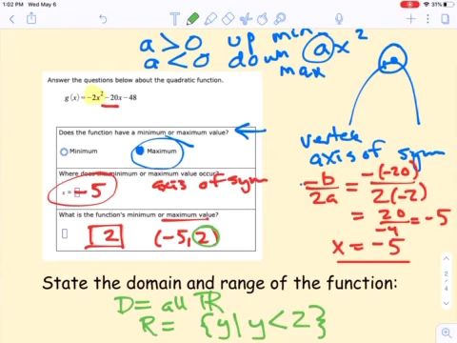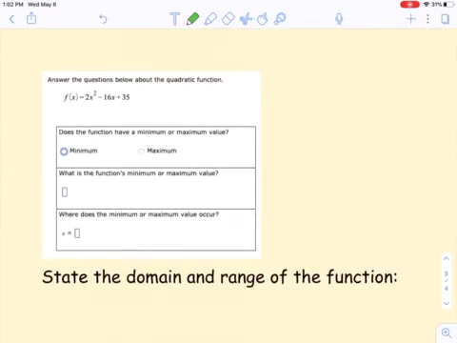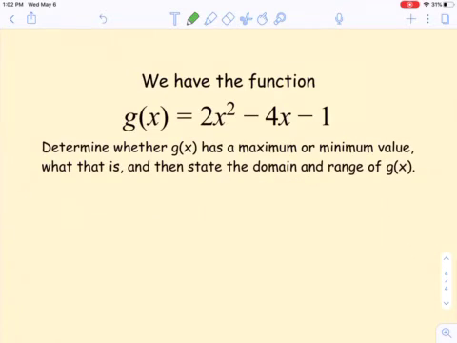All right, so I hope this is helping you out a little bit here. I'm going to do one more example similar to what they have in the book. So it says we have the function blah blah blah. Determine whether g of x has a maximum or minimum value, what it is, and then state the domain and range of g of x.